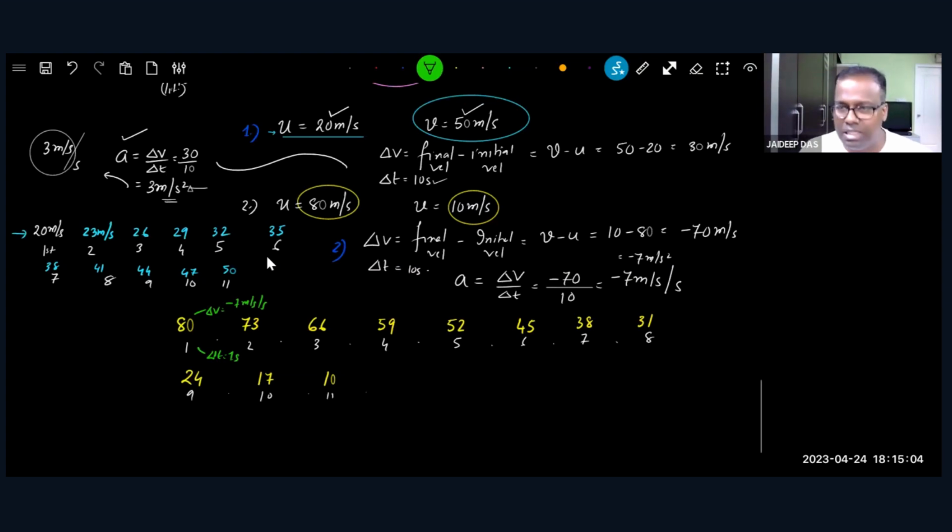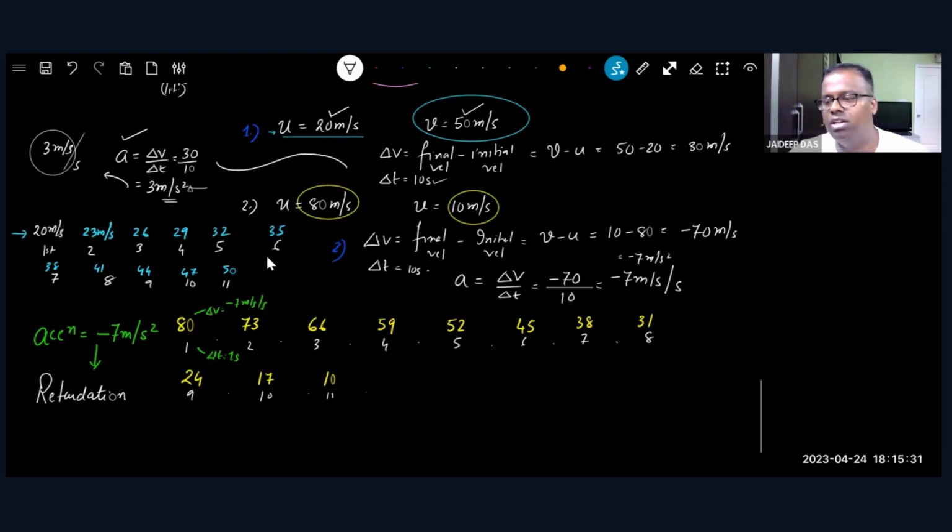And I told you in literature, acceleration means positive. So here, what will I write in terms of acceleration? I will write acceleration as negative 7 meter per second square. Whenever acceleration is negative, physics gives it another word, which is known as retardation. It is going backward, retardation.